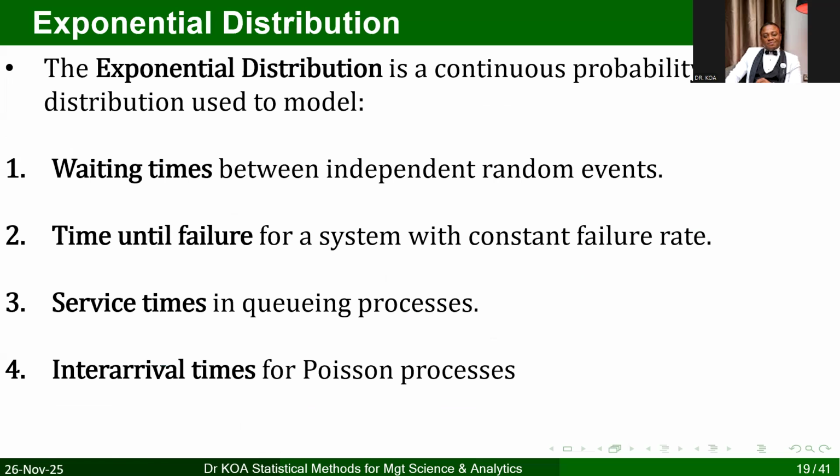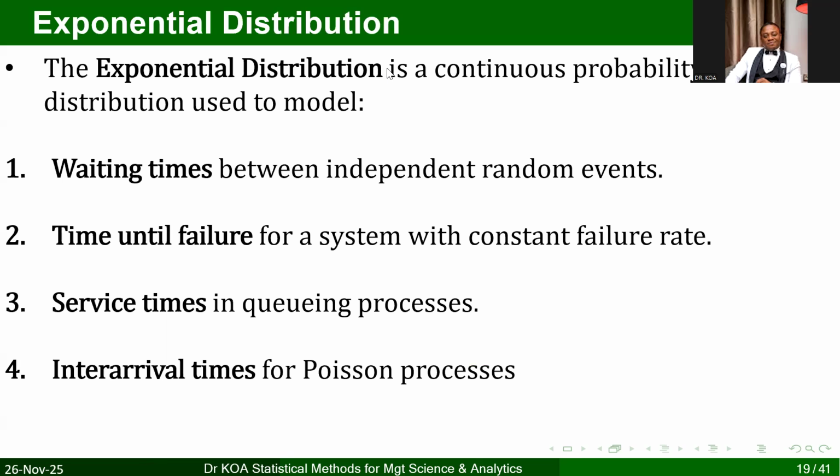Exponential distribution is also a continuous probability distribution. Continuous means that you can have decimals, unlike the discrete, where you must have a whole number. It's very practical when you're dealing with waiting times between independent random events. But here is a clue for that one: it deals more with the time it takes until failure happens.